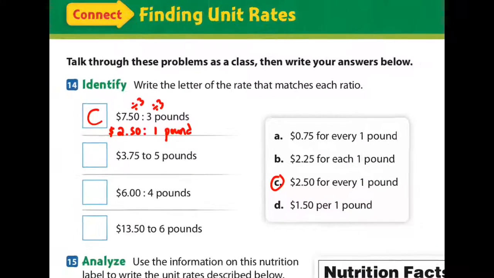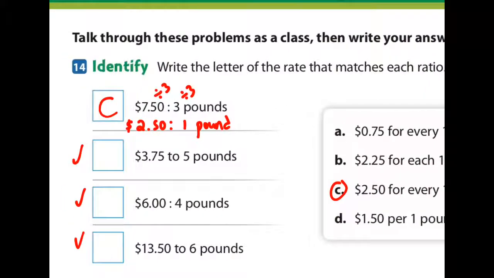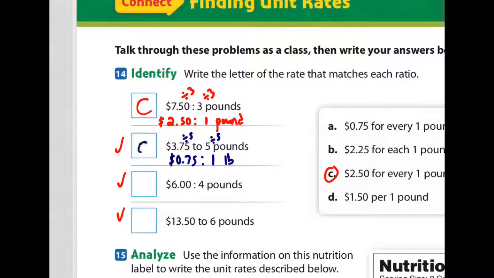All right. Now your job is to do the rest of 14, these 3, and pause the video while you're doing it. And when you're done, restart it, and we'll see if you had it right. Go. Okay, let's see how you did. So the second one says 375 for 5 pounds. So I'm going to divide each one by 5. It's whatever that second number is. And if you do 375 divided by 5, you get 75 cents. So it's 75 cents for 1 pound, which is A.